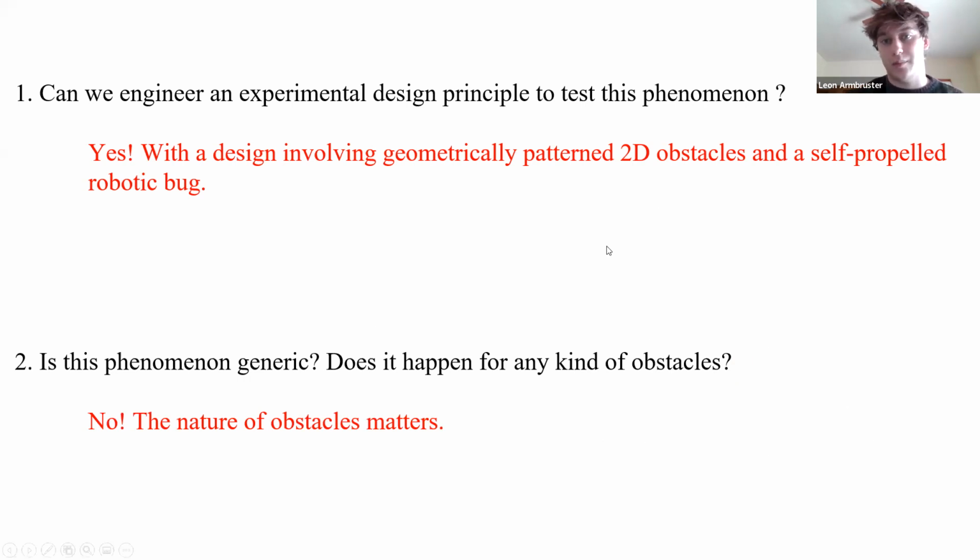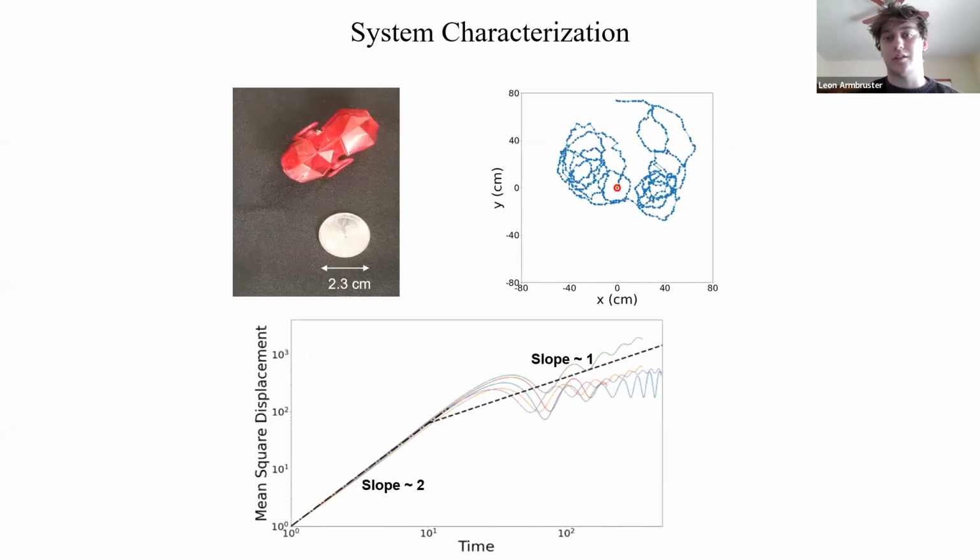And the keyword up here in the first question is the self-propelled robotic bug that sets out to mimic that protein walking diffusively along the DNA backbone. And here we have to first characterize the system. We have to make sure it is actually diffusive. So on the top left, you can see a quick illustration of the bug with a quarter for scale. And on the top right, you can see a sample trajectory.